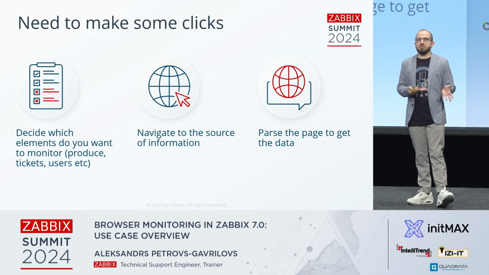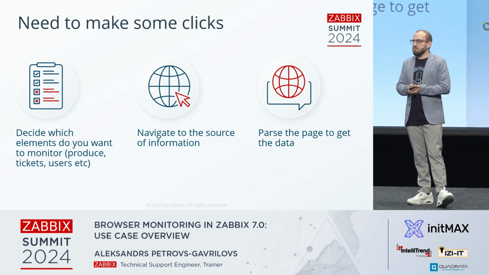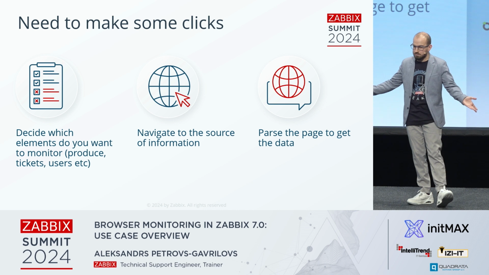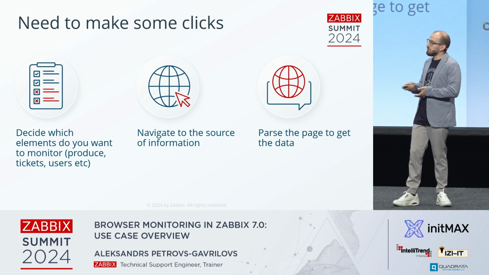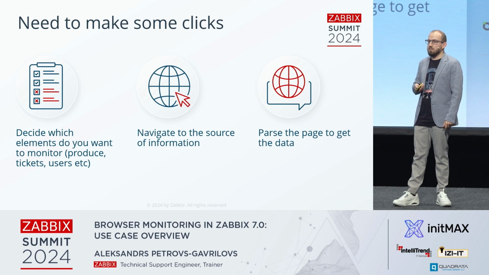So then, of course, you need to decide which data you want from the page. Maybe you want to check if all the merchandise is available. Maybe you want to check, can people order the tickets? Something else, depends on what your page offers. So then again, you make Zabbix navigate to the source of information and you just parse the page.